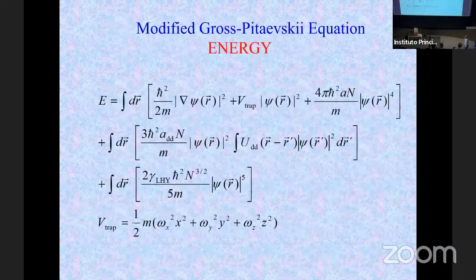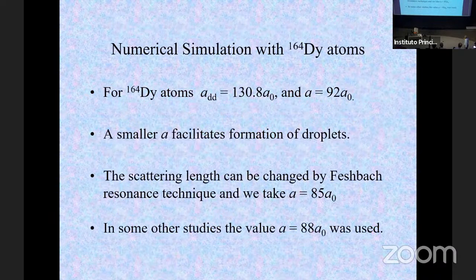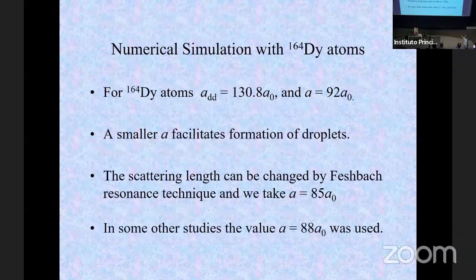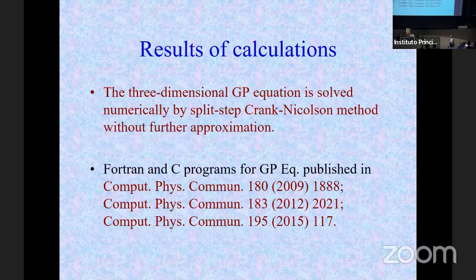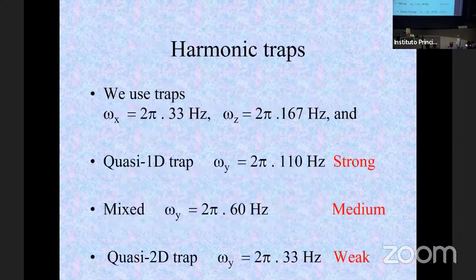So you can use the Feshbach resonance to take the scattering length to 85. In some other studies, 88 was used. And for the results of calculation, we solve the three-dimensional Gross-Pitaevskii equation. It is solved by the Crank-Nicolson method, and we published these programs to be used in this solution.